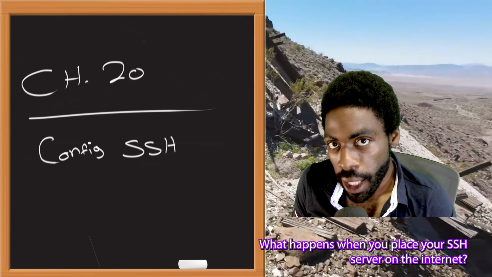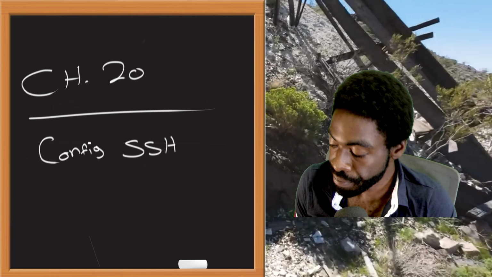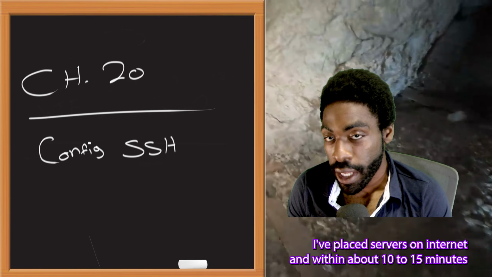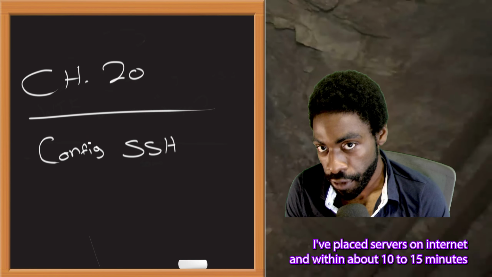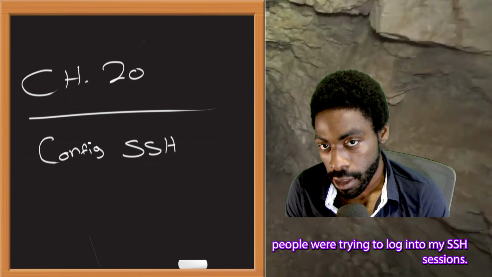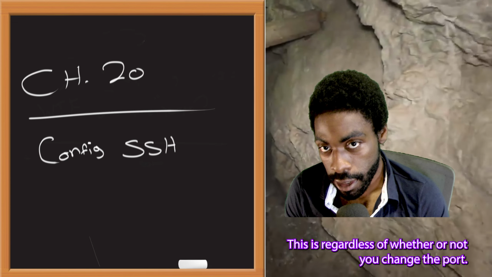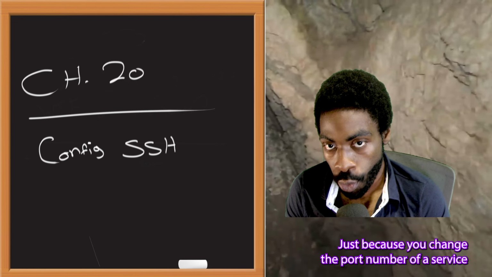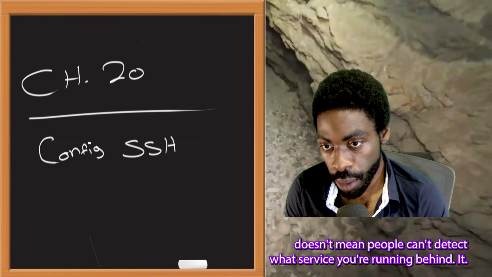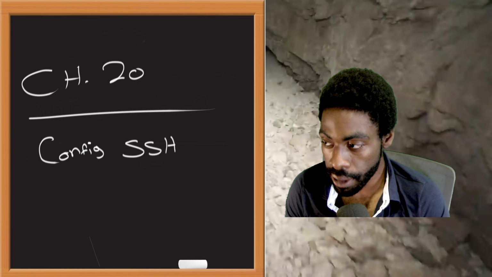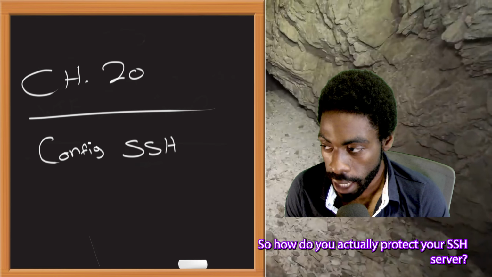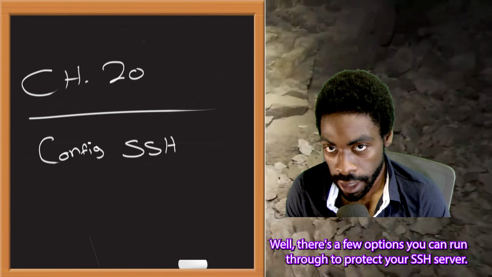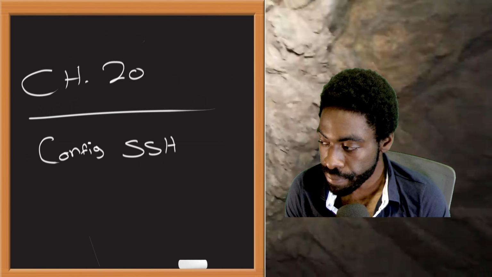What happens when you place your SSH server on the internet? It's going to get attacked, of course. I've placed servers on the internet, and within about 10 to 15 minutes, people were trying to log into my SSH sessions. This is regardless of whether or not you change the port. Just because you change the port number of a service doesn't mean people can't detect what service you're running behind it. So, how do you actually protect your SSH server? Well, there's a few options you can run through to protect your SSH server. Let's walk through some of them.